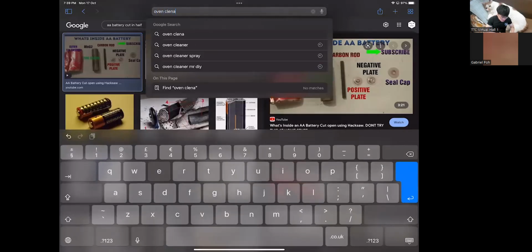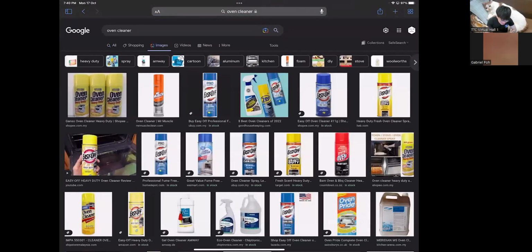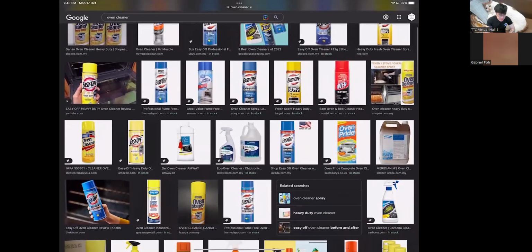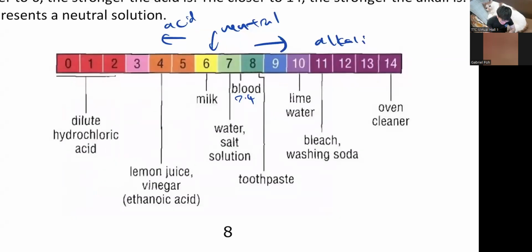Okay, I don't know whether you have this at home. If you have an oven, you'll be buying a cleaner to clean off your oven. This is very strong. It will hurt your skin, so don't let it touch your skin. Please use gloves. Right, that's your oven cleaner.